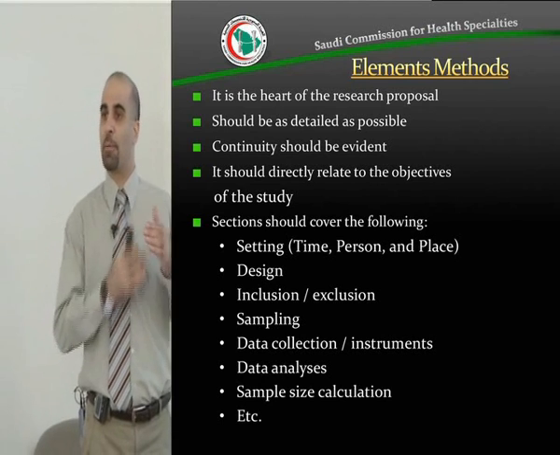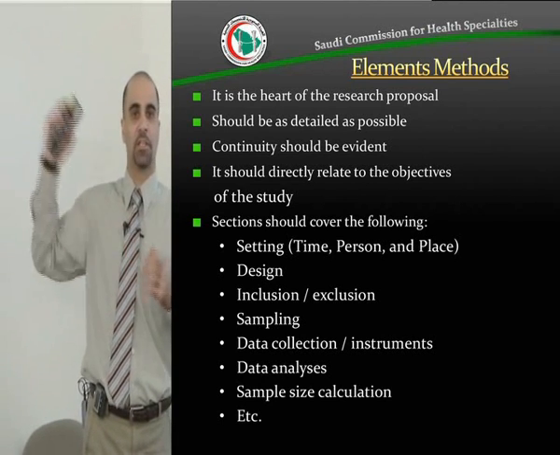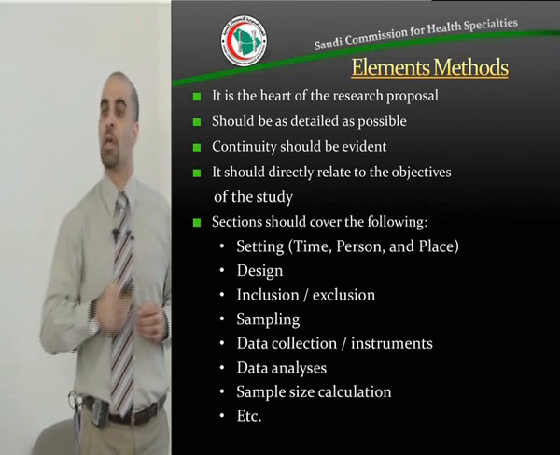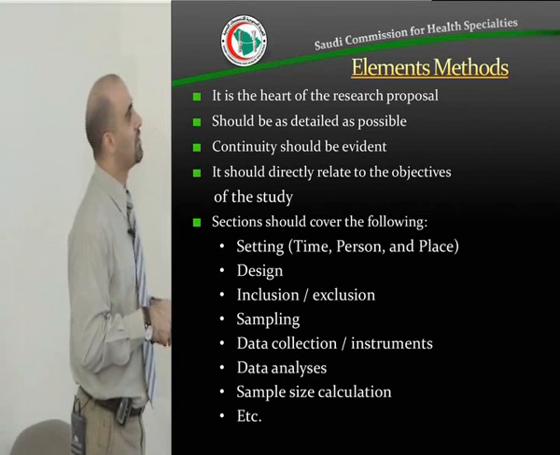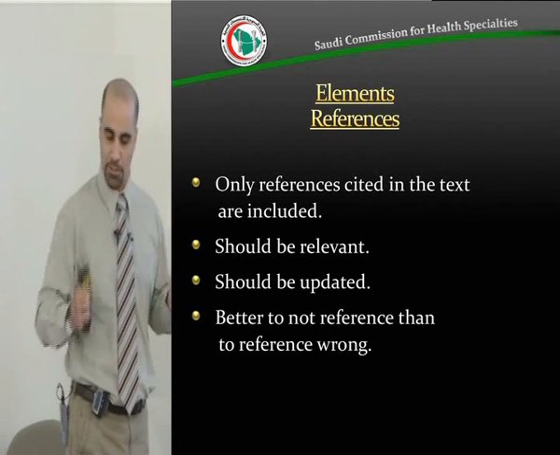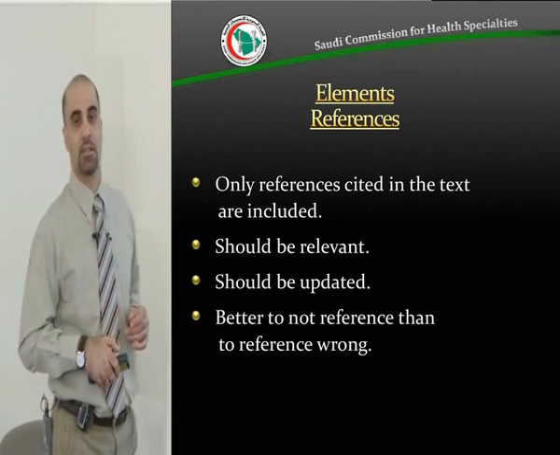So you cannot develop a methodology to get the association between physical activity and diabetes, for example. Why? Because your objective is about prevalence of hypertension. So everything that follows should be directly related to the objectives of the study. It is a story, remember. It's a full story.